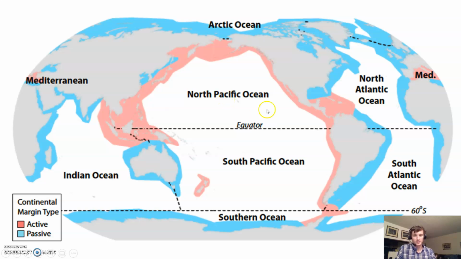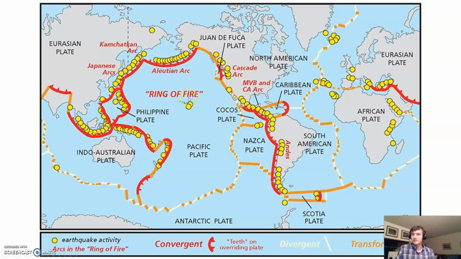So where are the active margins? Around the edge of the Pacific Ocean, a little bit in South Asia, and the Mediterranean. Those are the big places to know. Closely associated, we have our Ring of Fire. So where are the volcanoes?